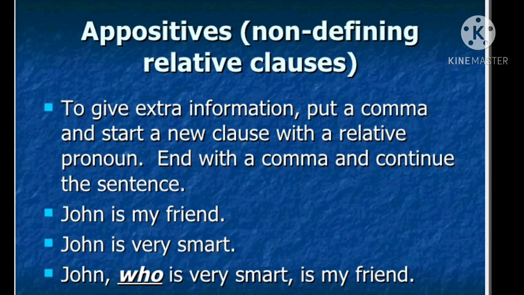What do we have to do? Put a comma first and start a new clause with a relative pronoun, and continue the sentence. Here in the slide I have quoted one example. John is my friend. John is very smart. These two I am joining here. I have used a relative pronoun there: John, who is very smart, is my friend. That is a new clause there. In such a manner we can use non-defining relative clauses.